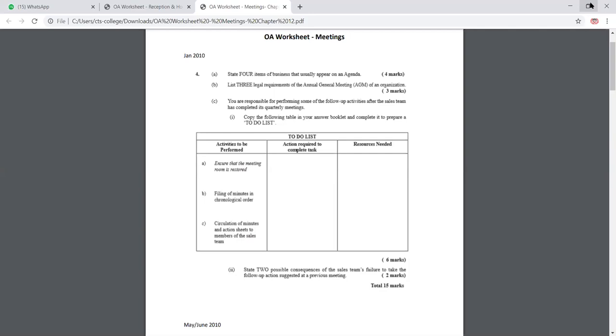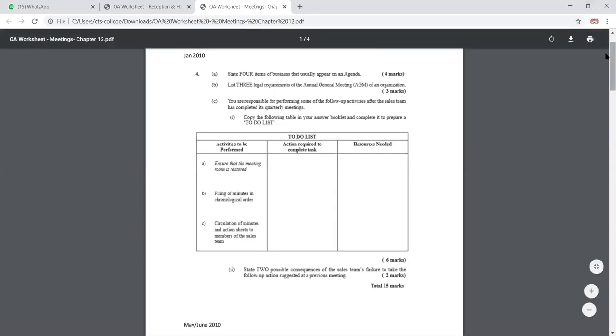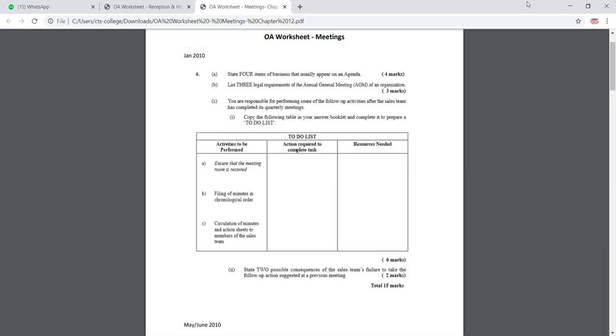Zeshawn, are you there? Zeshawn? Hello? Alicia, would you be able to answer that question for me? Four items that are found on an agenda. Sure, miss, but I don't have my answers with me right now. But if you want, I can look at the book. Sure. If you want, just go quickly and you can give us the answer for what is found on an agenda.